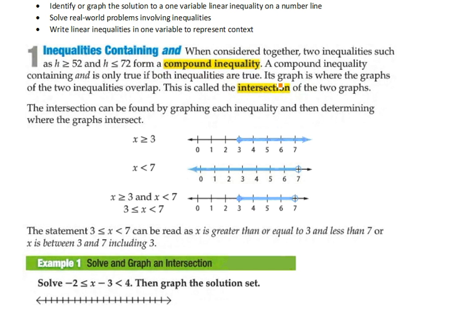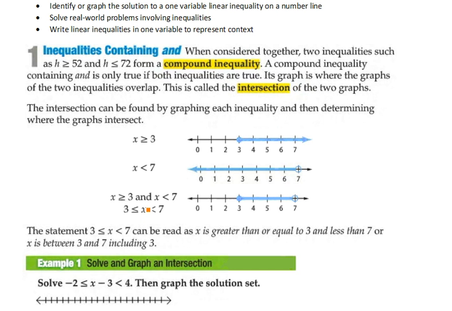When considered together, two inequalities, such as h is greater than 52 and h is less than 72, form what's called a compound inequality. A compound inequality containing "and" is only true if both inequalities are true. Its graph is where the graphs of the two inequalities overlap, and this is called the intersection of the two graphs. This is dealing with that "and."